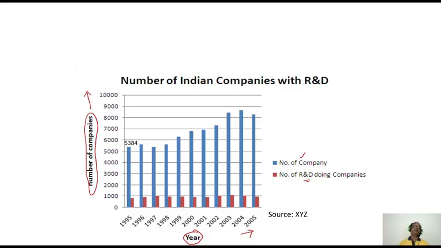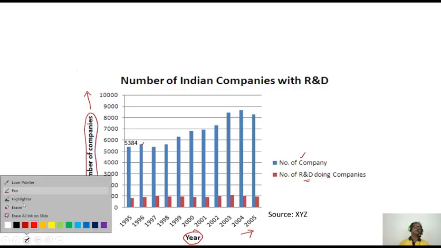So you see there is a huge gap between companies and companies with research and development. Over the years, you see the number of companies initially increasing, then we have a little decrease here. But the number of companies in R&D is almost constant. They have not changed. Anyways, this is not our concern. We want to know the different accessories associated with that.